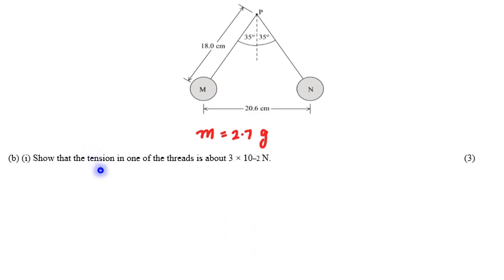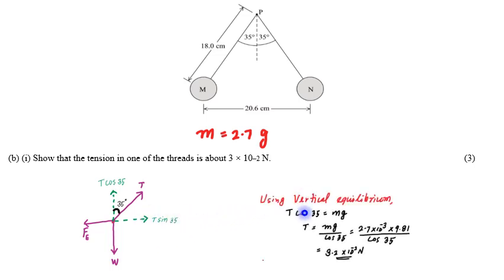So the next question is to calculate the tension in one of the threads. Both M and N are stationary, which shows that the whole system is in equilibrium. Since M is in equilibrium, it is in horizontal and vertical equilibrium as well. So we can split the tension into two components. The vertical component of tension will balance the weight of the ball, and the electrostatic force of repulsion is balanced by the horizontal component of tension. So to calculate the tension, we can use vertical equilibrium, that is T cos 35 is equal to mg. Rearranging the equation and making T the subject will give you this answer, 3.2 times 10 to the power minus 2 newton.